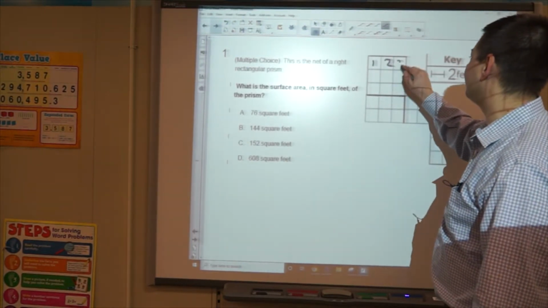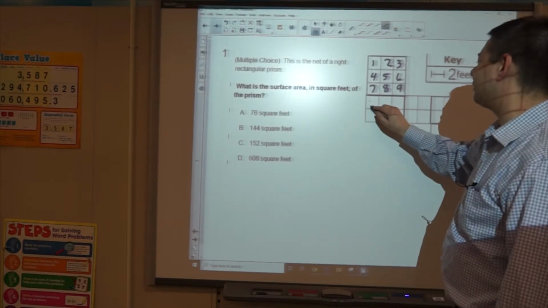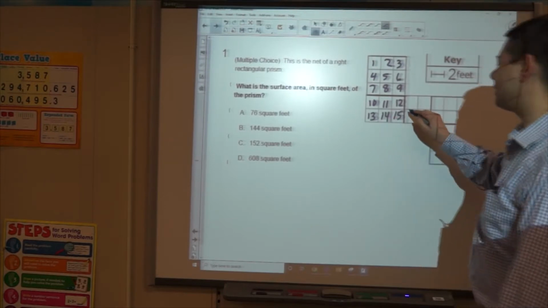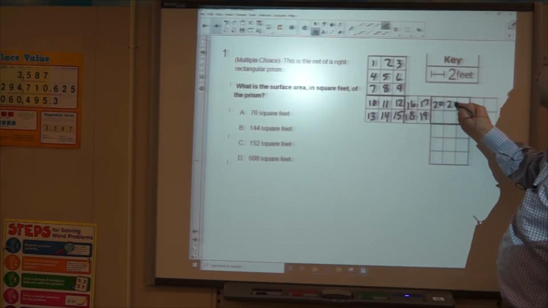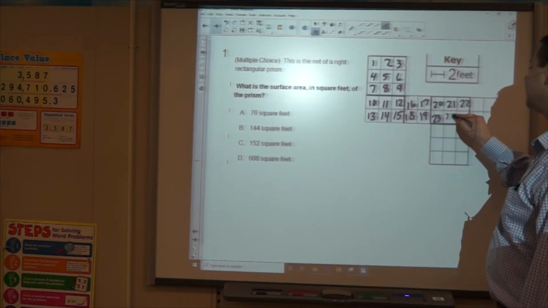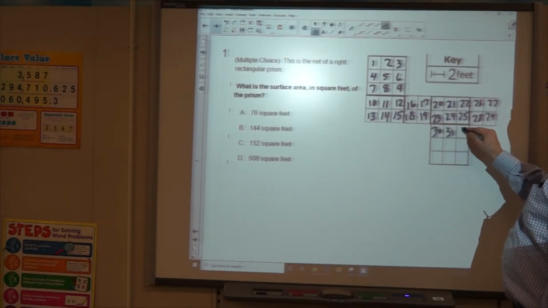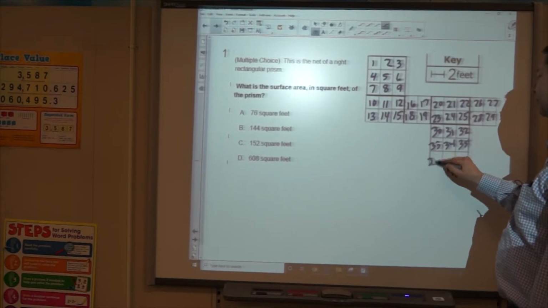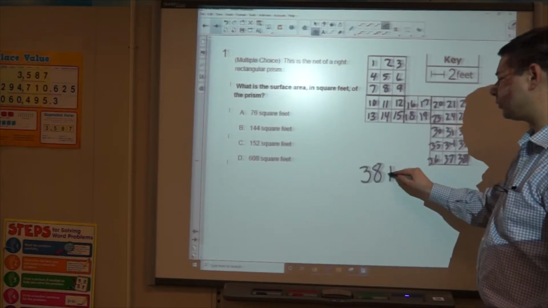So we have 1, 2, 3, 4, 5, 6, 7, 8, 9. And then we have 10, 11, 12, 13, 14, 15. Then we have 16, 17, 18, 19. Then we have 20, 21, 22, 23, 24, 25, 26, 27, 28, 29, 30, 31, 32, 33, 34, 35, 36, 37, and 38. So there are 38 total squares.